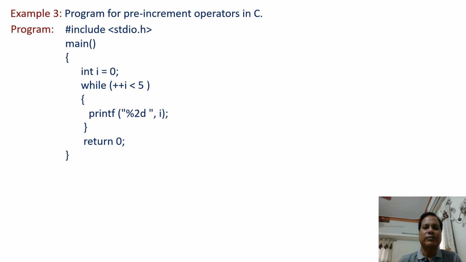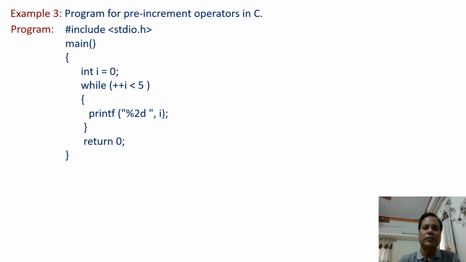After printing the 4, the value of I is incremented and becomes equal to 5. 5 is less than 5, naturally it is false. And when the condition is false, control comes out of the loop, and out of the loop it returns 0, the last statement of the code, which indicates that everything is right.